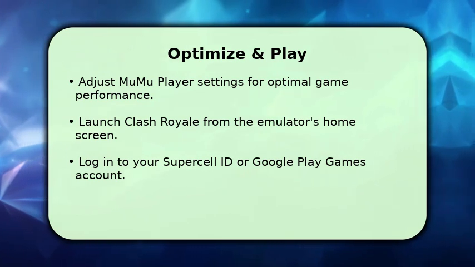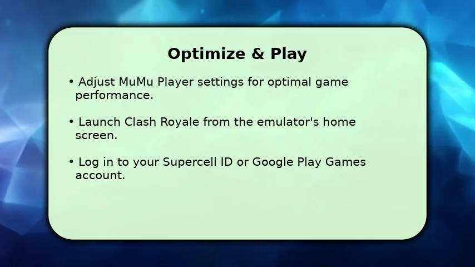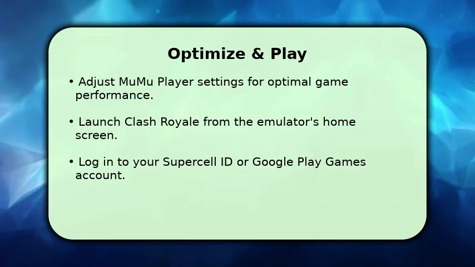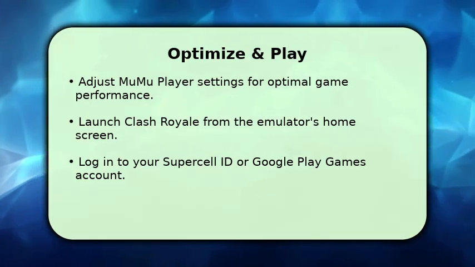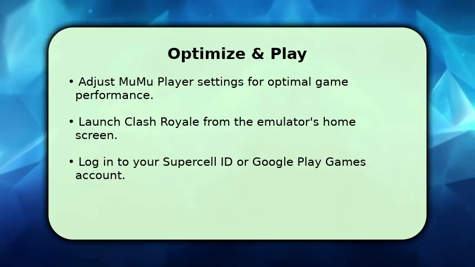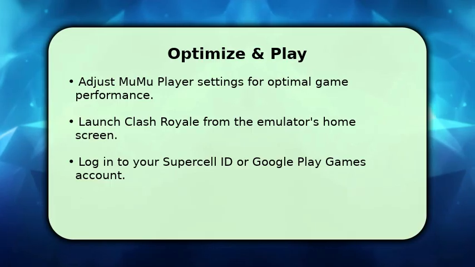You can often adjust CPU and RAM allocation within the emulator's settings menu for smoother gameplay. Once configured, simply click on the Clash Royale icon on the MUMU Player home screen to launch the game. Remember to log in with your Supercell ID or Google Play Games account to access your existing progress.